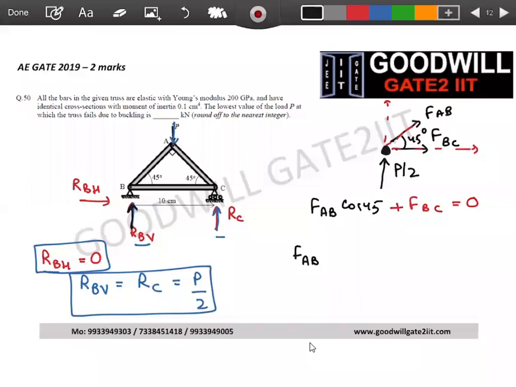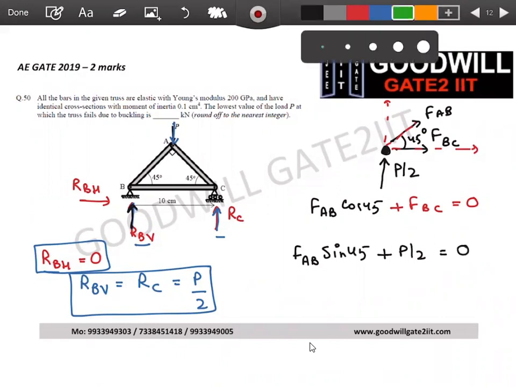Correct, right? Yeah, true. F of AB sine 45, which is going up. FBC will not come here because it is pure horizontal. Plus P by 2 goes to 0.